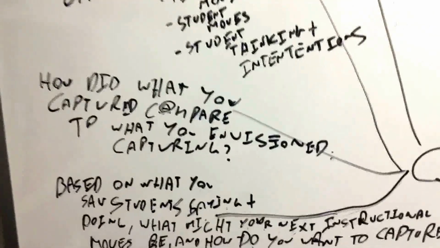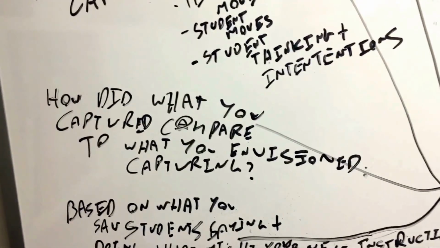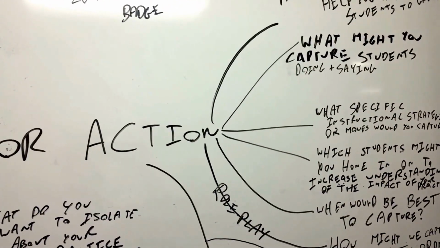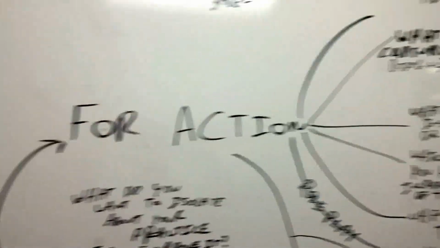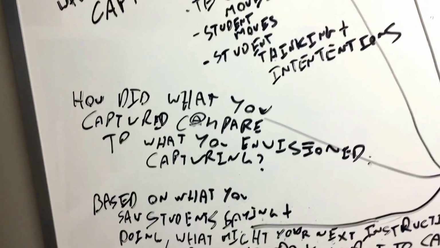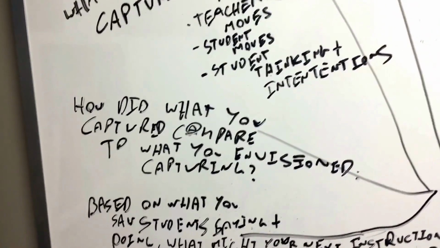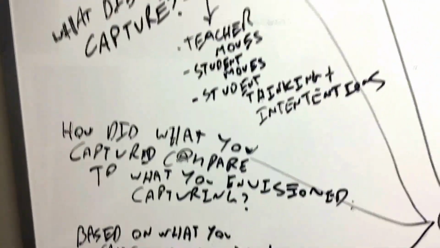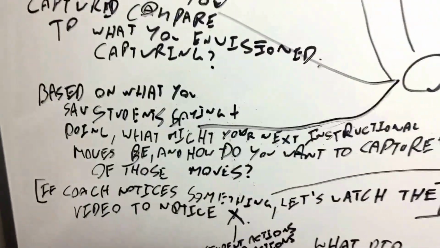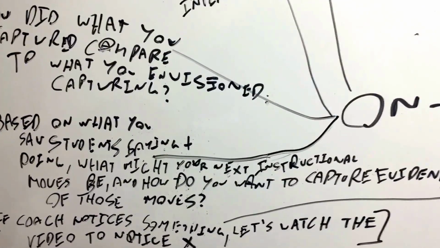The other questions that we would ask would be, how did what you captured compare to what you envisioned capturing? So based upon what you chose in the for-action component, where you said, this is what I want to capture, what happened that was different than what you envisioned, what you planned for within your lesson? Okay, that leads to a lot of really interesting conversations, because you're comparing what you planned to what actually happened.